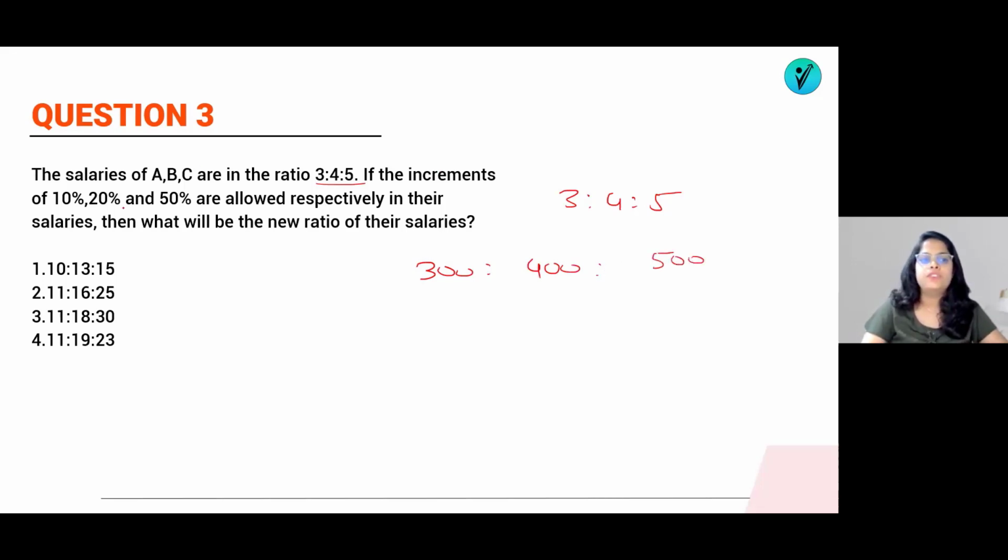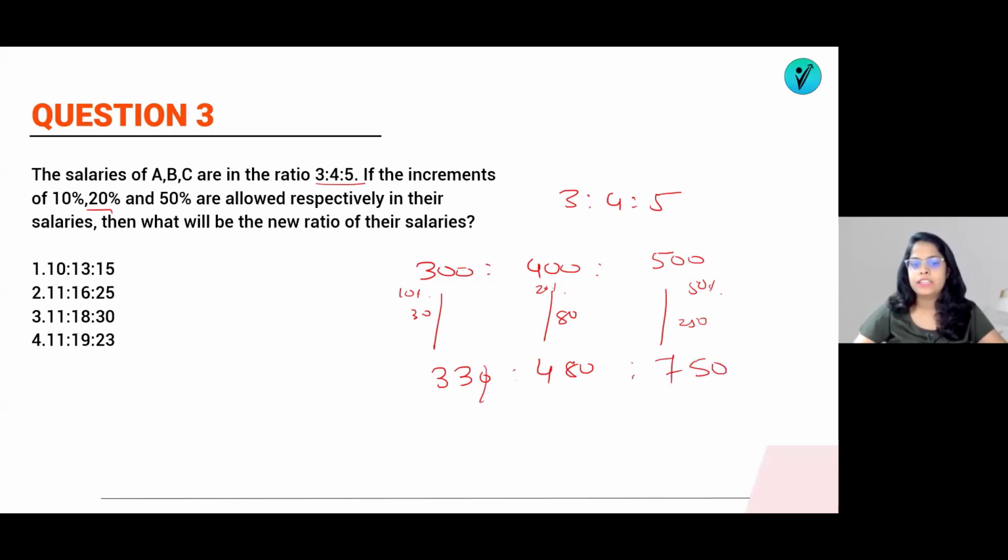So what are they saying? First, it has been increased by 10%. So 10% of 300 will be 30, means the new salary will be 330. Similarly, this is 20%. So 20% of 400 will be 80, means the new salary will be 480. And this is 50%. So 50% of 500 will be 250. So the new salary will be 750.